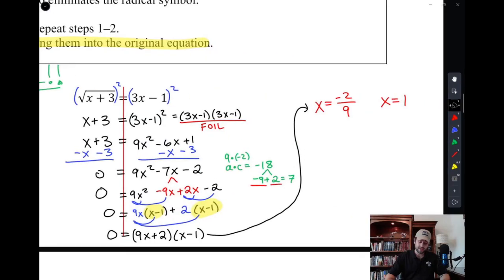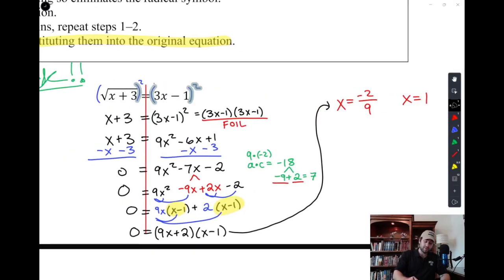So the first thing I'm going to check, I'm going to use the original equation and I'm just going to plug my numbers in. And so I'll check negative 2/9. This one's going to be a little tedious because of fractions. So the square root of (-2/9 + 3) is equal to 3 times (-2/9) - 1.